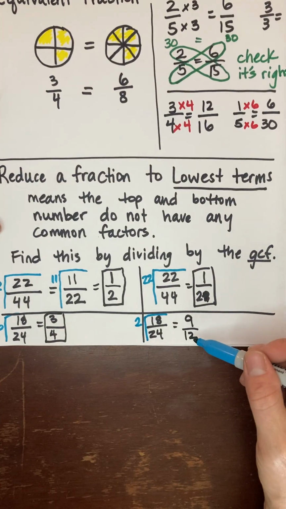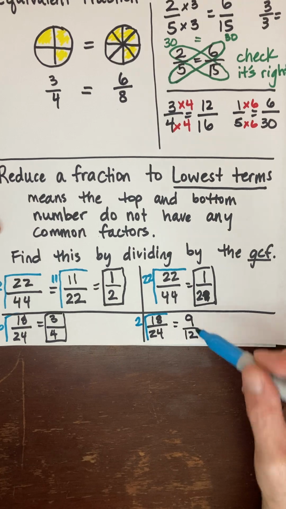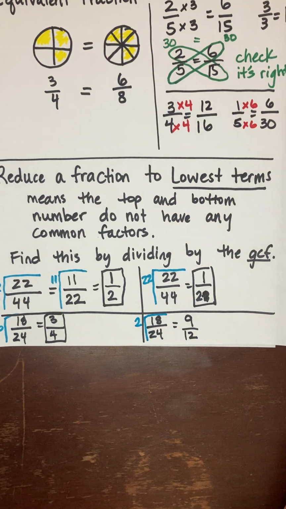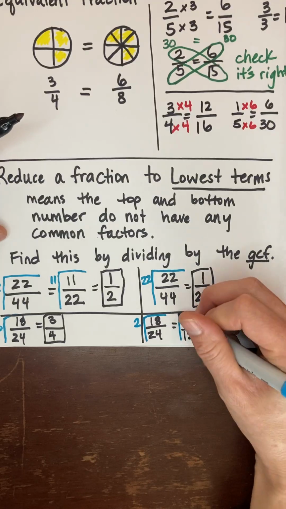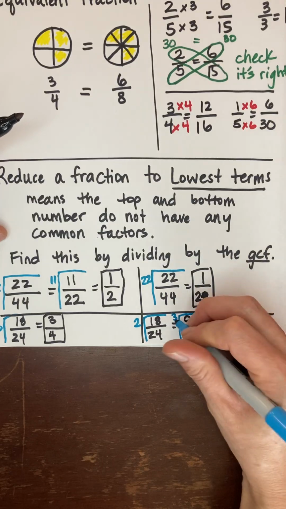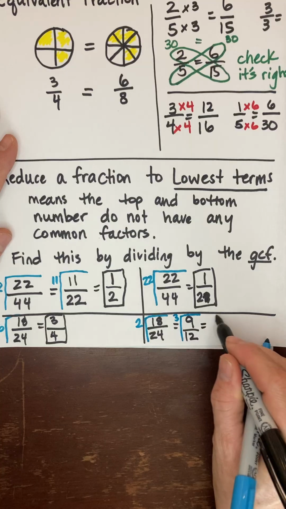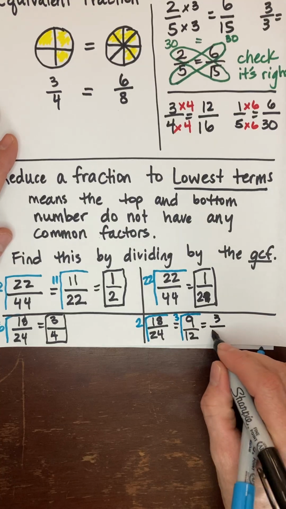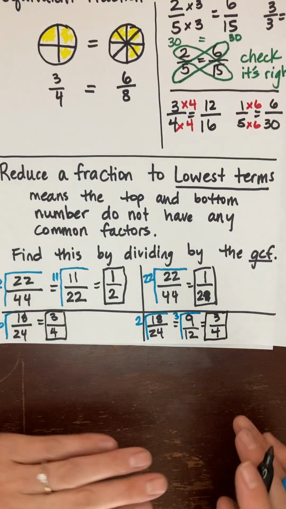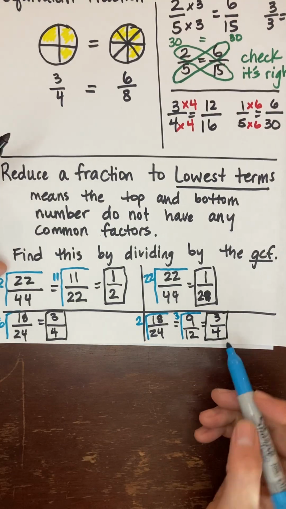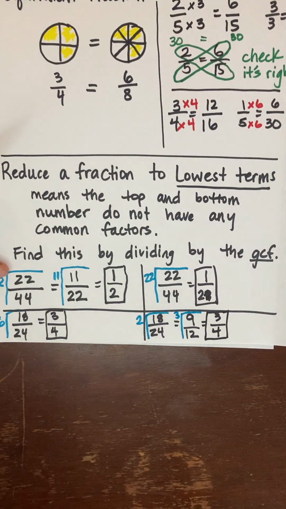Okay, 9 and 12, is that lowest terms? Well, 9 and 12 have a common factor of 3. So I'm going to do it again. Let's divide by 3 this time. So draw my divide box and a 3. 9 divided by 3 equals 3. And 12 divided by 3 equals 4. Now 3 over 4 is reduced to lowest terms because 3 and 4 do not have any common factors. And this is the same exact answer as we got last time.